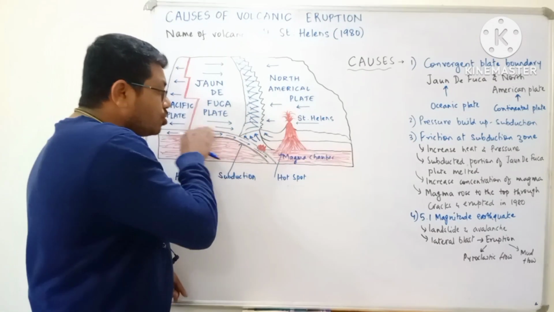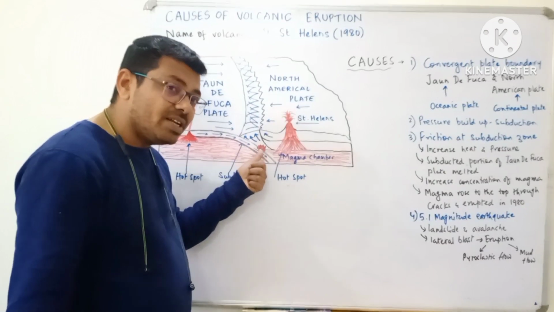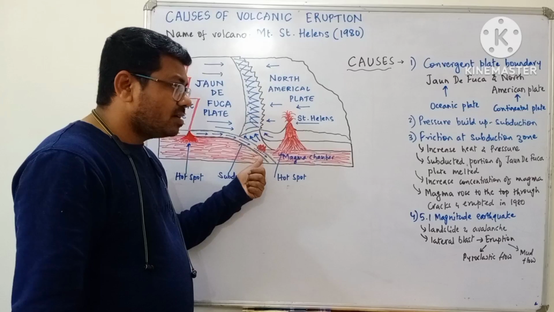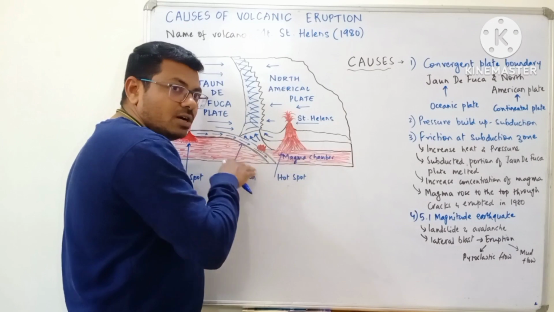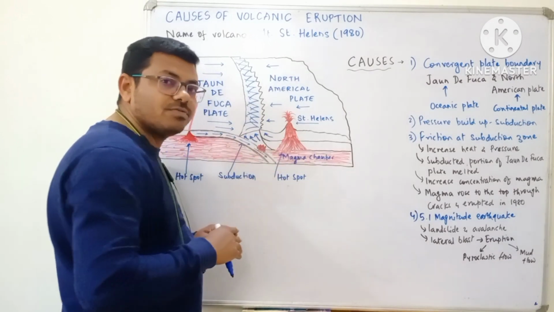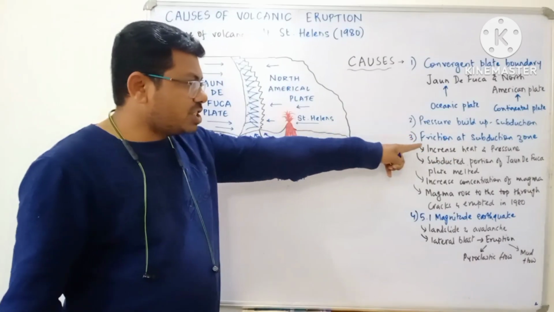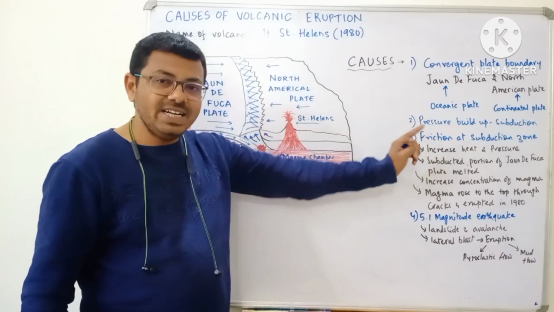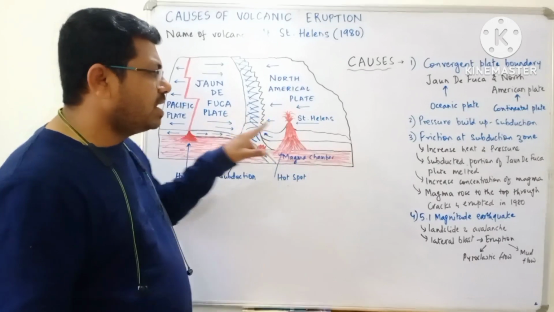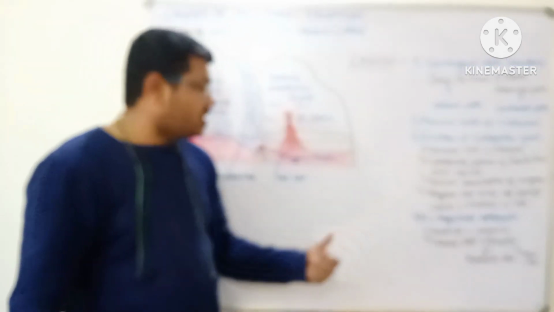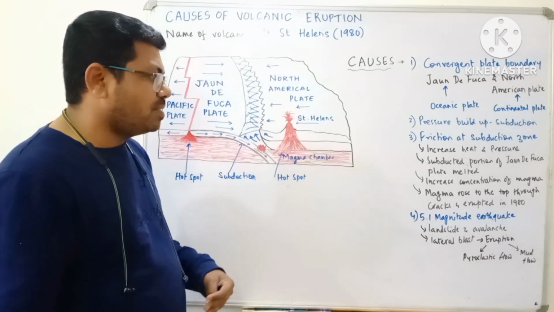After that, due to subduction, more pressure and more heat were created, and the subducted part started melting. The melted material became part of the magma chamber. Pressure built up and friction at the subduction zone led to increased heat and pressure. Because of this, the subducted portion of the Juan de Fuca plate melted, and the melted material was added to the magma chamber under the North American plate.